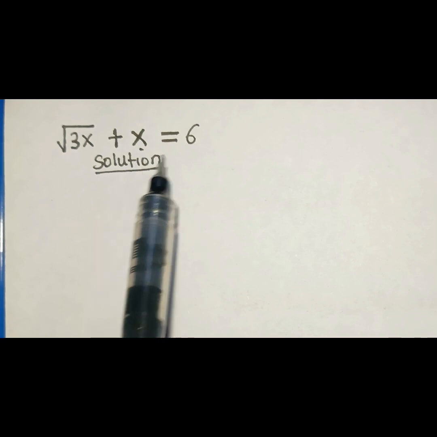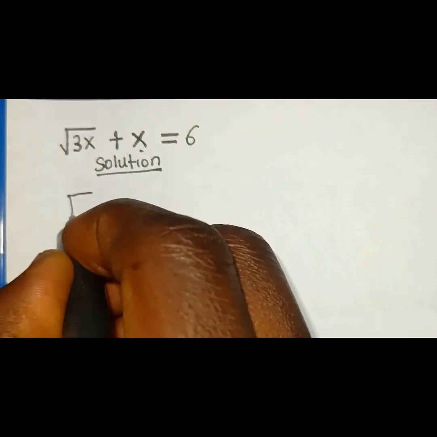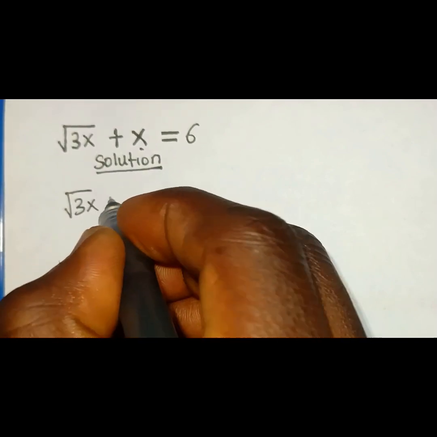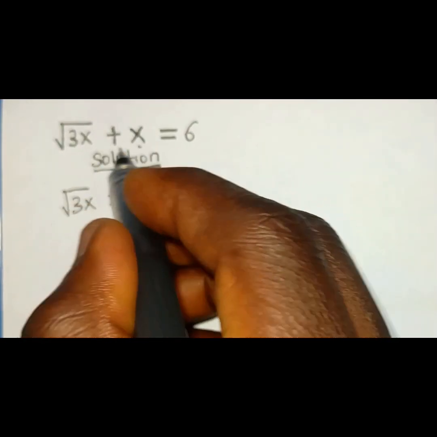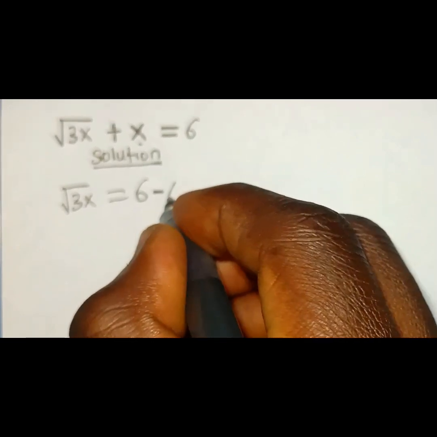The first thing we need to do is to take this variable x to the right hand side. So we're going to have square root of 3x, which is going to be equal to 6. And when this positive x crosses to the right hand side, it becomes negative x.